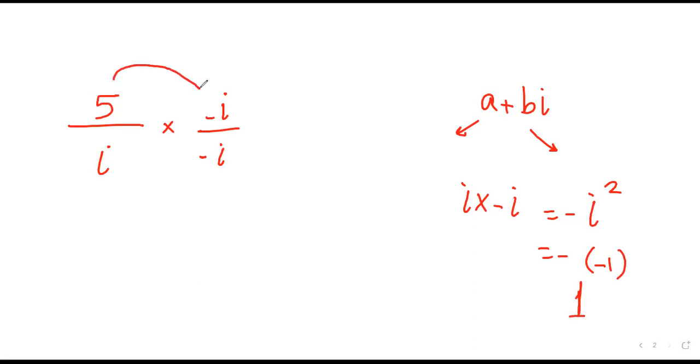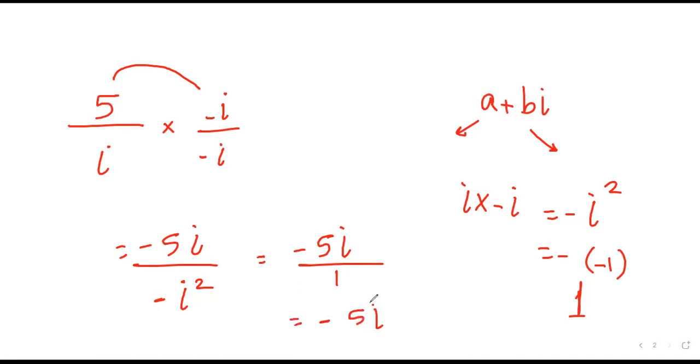So 5 times negative i is negative 5i. And i times negative i is negative i squared. Okay? So it's negative 5i over negative i squared, which is negative 1 times negative 1, which is 1. We will end up with negative 5i.